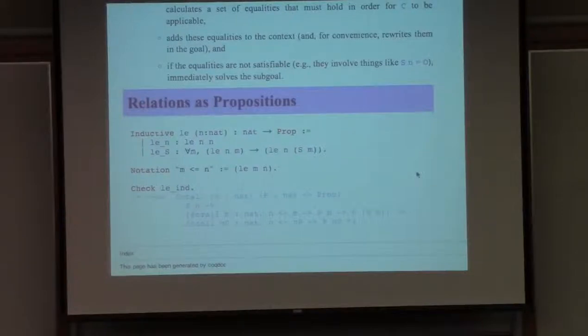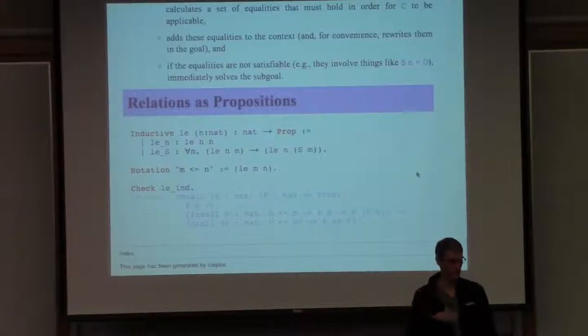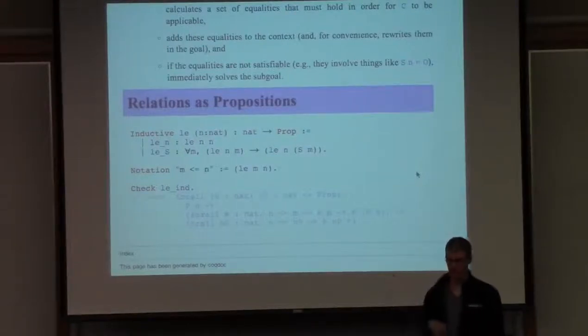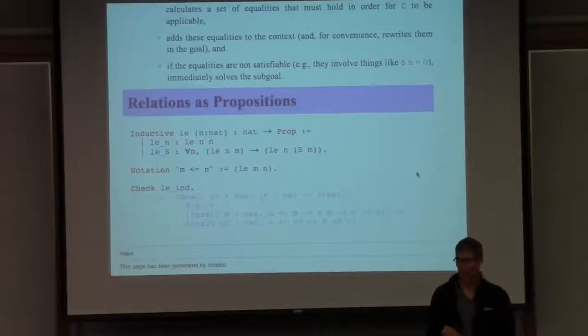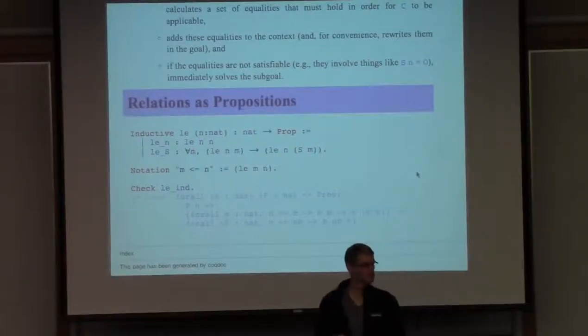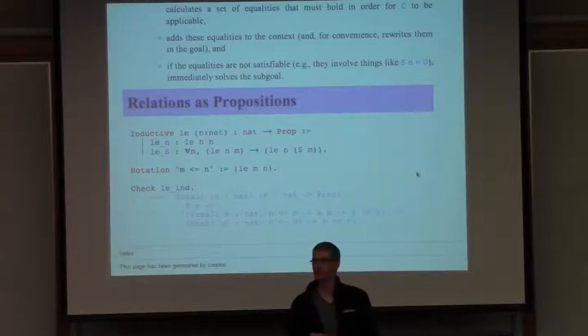Why not use BLE NAT to define less than in a computational way instead of the inductive way? We could also do that. And in this case, once again, they're both good. Other questions?